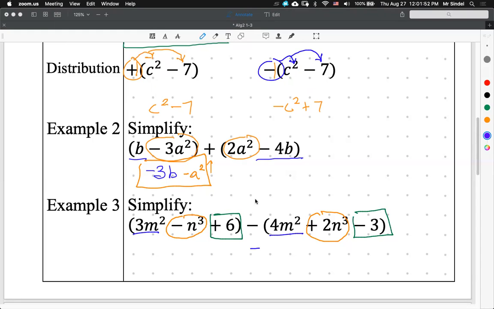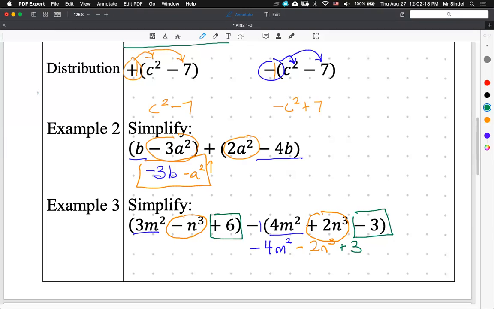Okay, so I'm multiplying -1 times 4m squared. Essentially, I'm just switching the sign. It was a positive 4m squared. Now it's a negative 4m squared. All right, yeah, keep going. Keep going, Josie. I had a positive 2n cubed. What do I have now? Negative 2n cubed. There it is. Thank you.